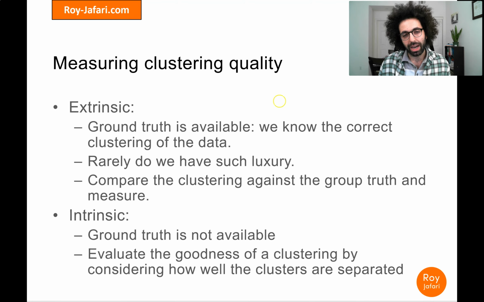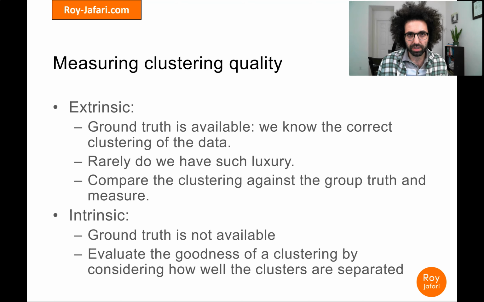Most of the time we have to rely on the intrinsic ones, and basically we have to find a metric that, based on the outcome itself and of course the data objects and how close they are with one another, gives us some sense of how good this outcome is and how good the other outcome is, so we can compare them to one another.